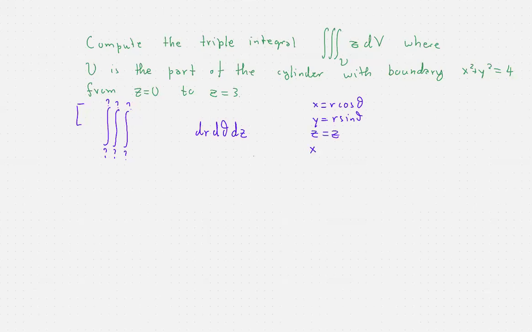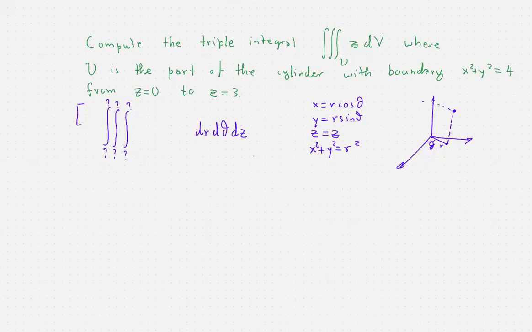Now, let's also recall how the cylindrical coordinates work. If you have a point, then what you do is you project it onto the xy plane, and you get the polar coordinates of the projection. So you have the angle theta and the distance from the origin. And then you also attach to them the coordinate z.